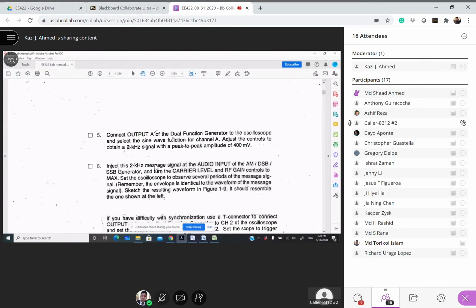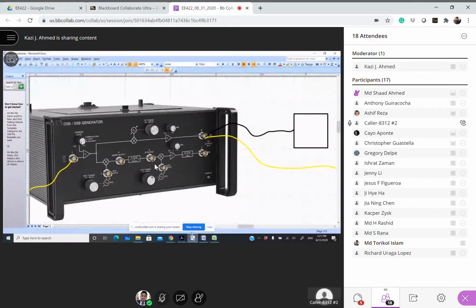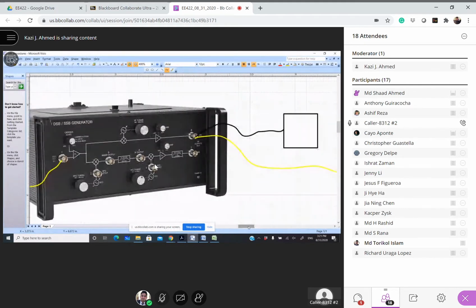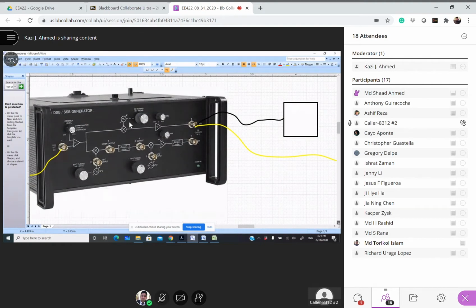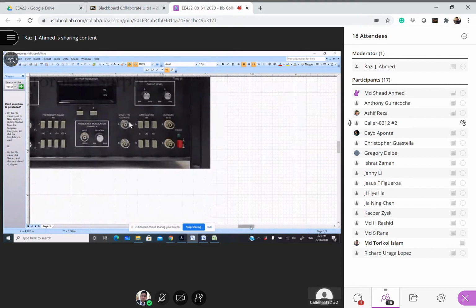So now we are going to go to the dual function generator. Our introduction with the AM generator is done. Now we're going to work with the dual function generator. Let's see what it has. We are kind of familiar with this line. This is the input as the message. This is the carrier level. This is the gain. This is how you control the frequency of the carrier, and the output will come out from here. This is basically how this machine works.